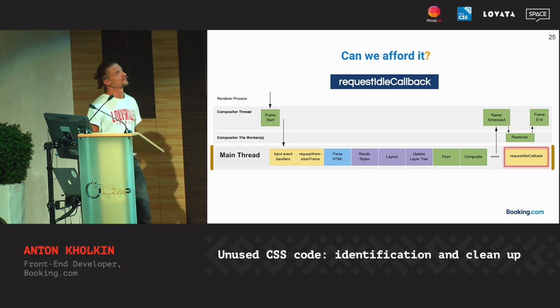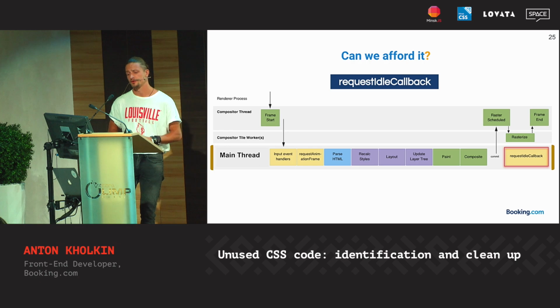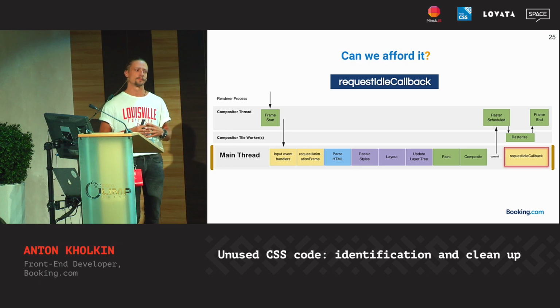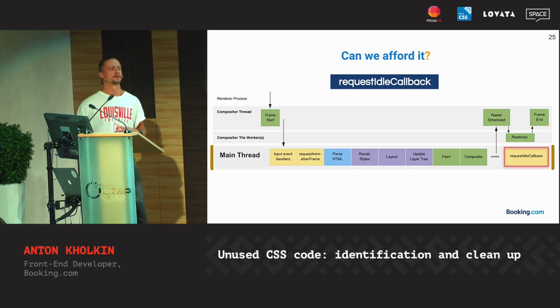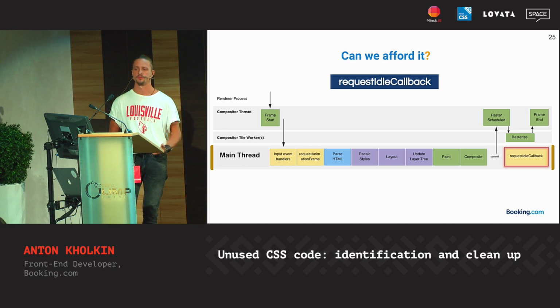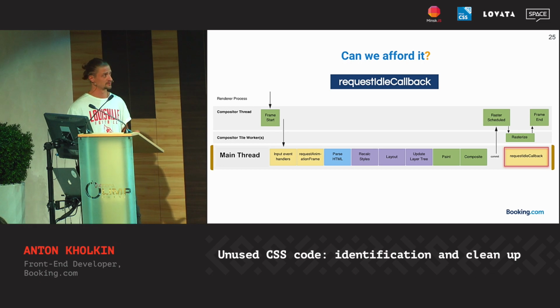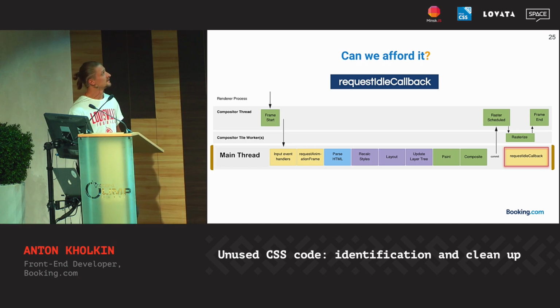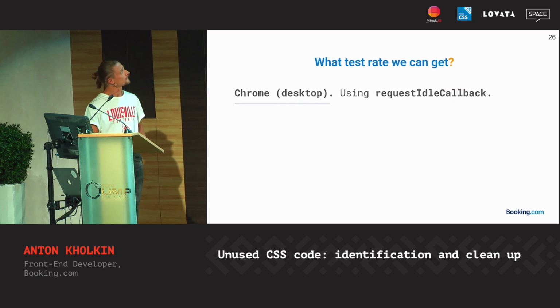In some browsers, we have the request idle callback API. What it does is, when the browser has finished all the work before rendering a certain frame, and if it has some time left, it can dedicate this time to the callback you provide to this function. And within this callback, you can even ask how much time is left in this idle time.